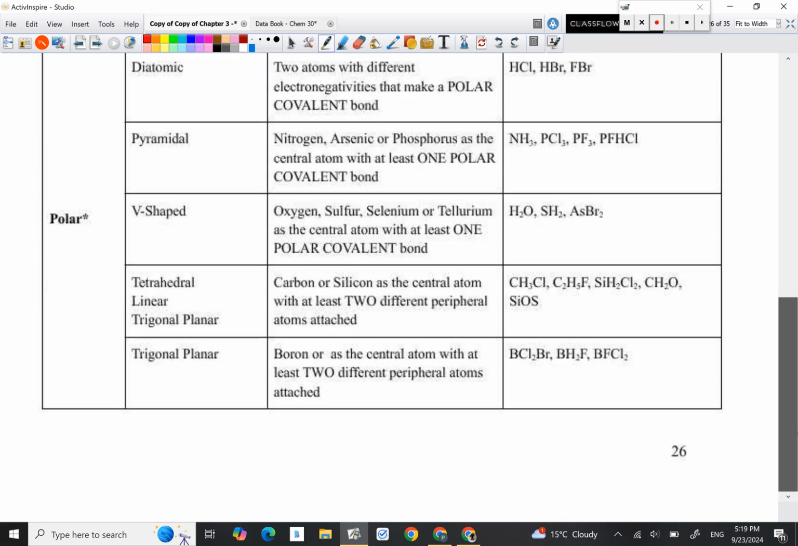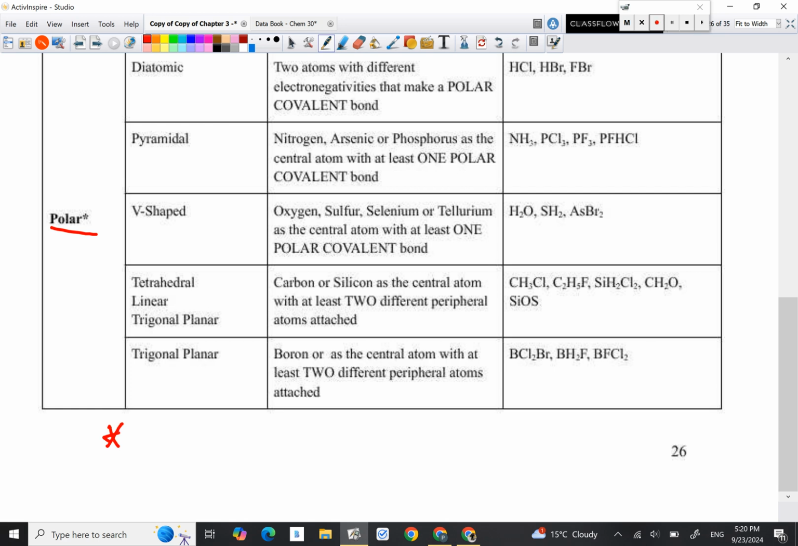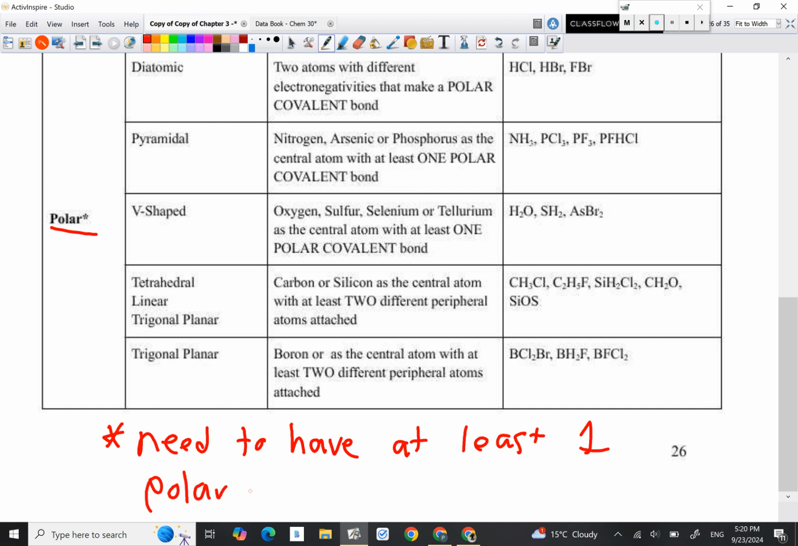So, in order to have, first of all, a polar molecule, this is going to be key. We have a little asterisk right here, so we should write this down here. Polar molecules need to have at least one polar covalent bond. That is just one thing that we're going to have to get used to seeing.